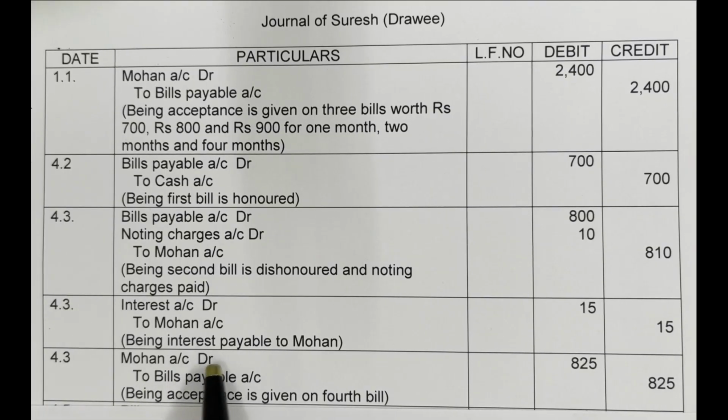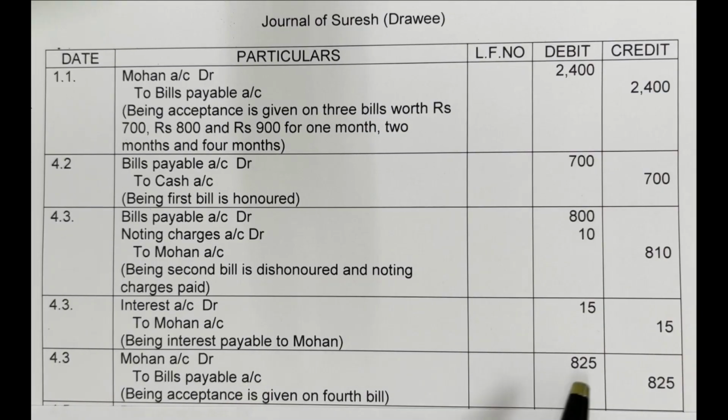4th March, Mohan account debit to bills payable account, 825 rupees. Narration: being acceptance is given on the new bill.